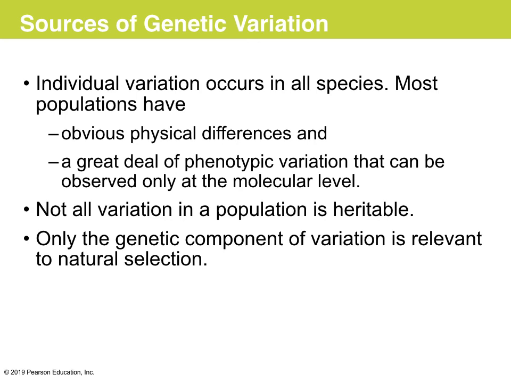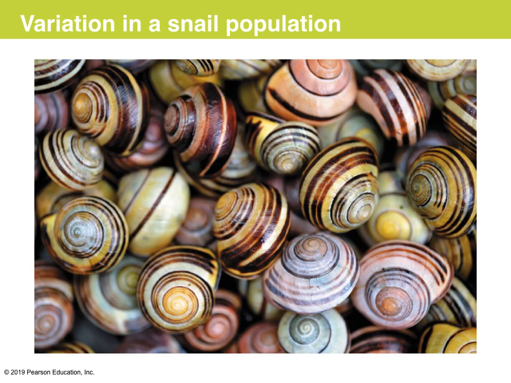And here's another example of variation in a population. You have all these snails, and there may be differences in the patterns, but if somebody got their shell cracked by something, that wouldn't be passed on. But the pattern of colors that it got from its genes, yes.